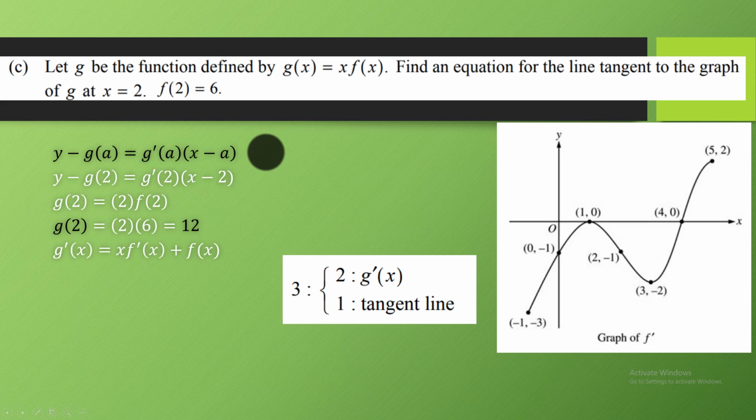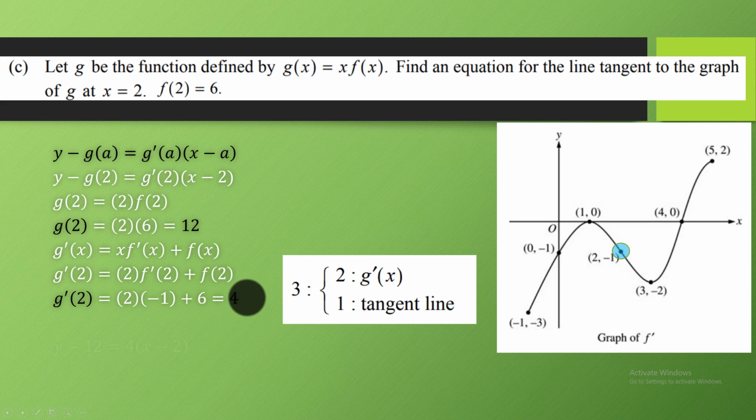g prime of x we need to do a little bit more. Since it's x times f of x, it's a product, we'll do product rule. We do first times derivative of the second plus the second times derivative of the first. We get x f prime of x plus f of x. Substitute 2 everywhere. And f prime of 2, well, we have the graph of f prime, so we can look at x equals 2 and go to the output, and we get -1. So 2 times -1 is -2, plus 6 is 4. We have everything we can substitute. So y minus 12 equals 4 times x minus 2. And we can add the 12 if we want. We don't need to.